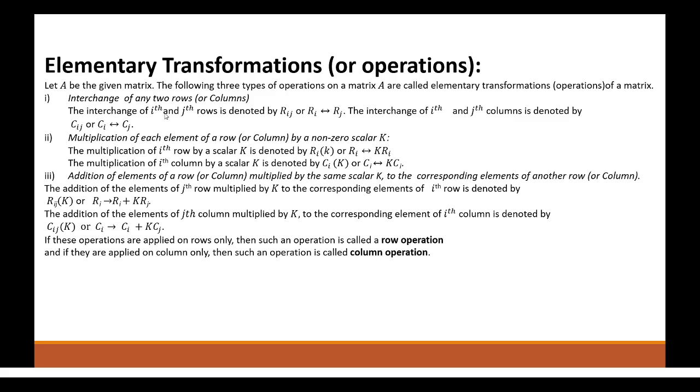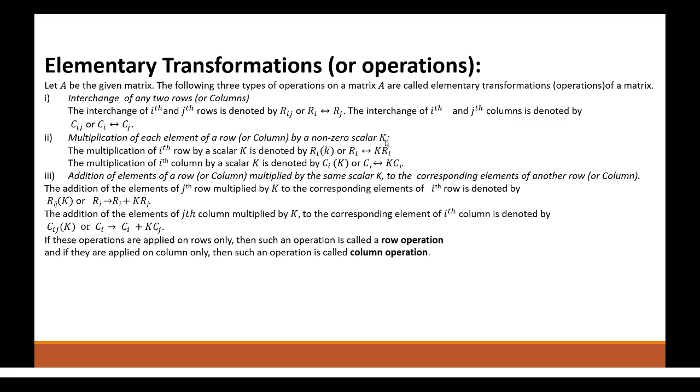The interchange of ith and jth rows is denoted by Rij. Here capital R represents the row. The interchange of ith and jth columns is denoted by Cij. Capital C represents the column. Then the second rule is multiplication of each element of a row or a column by a non-zero scalar.